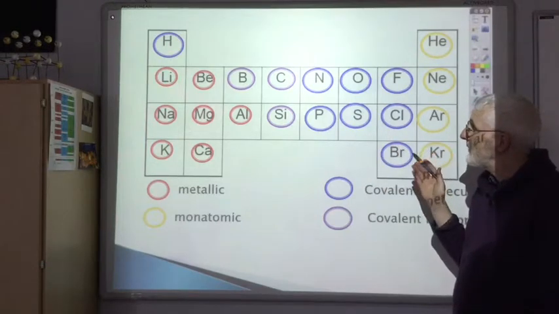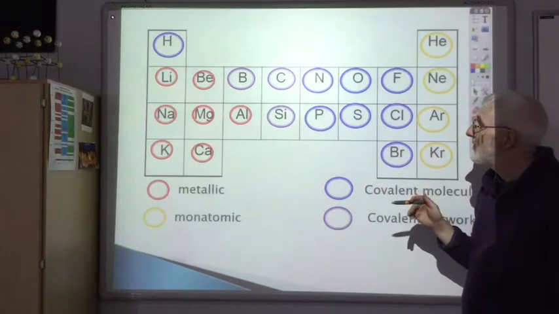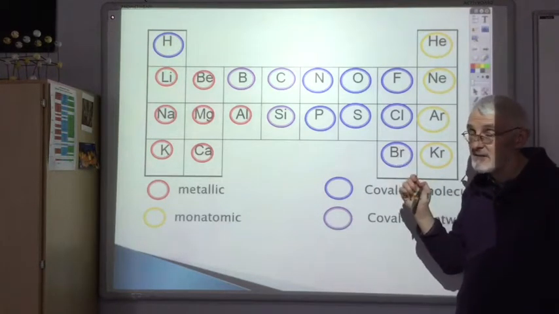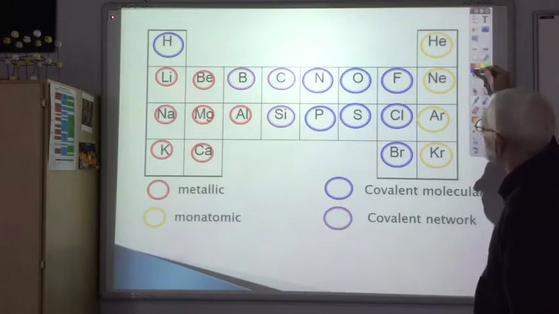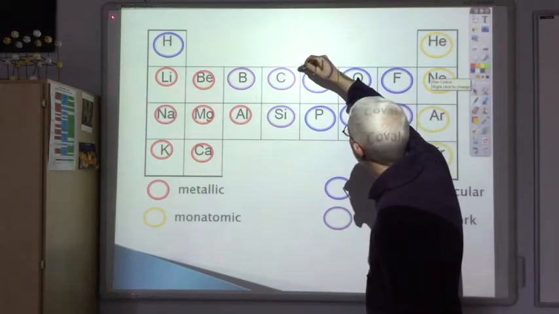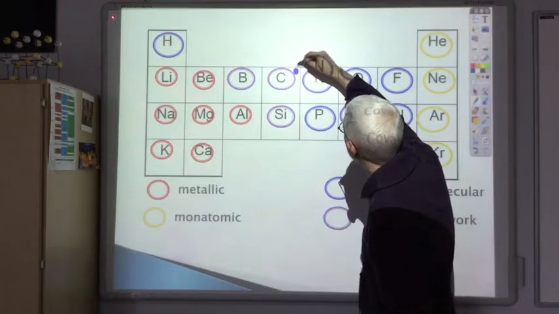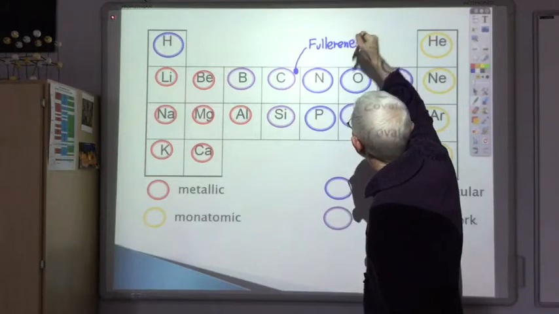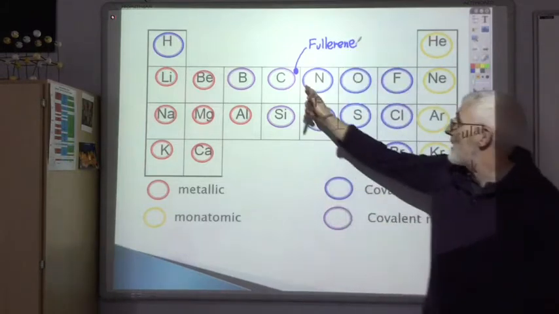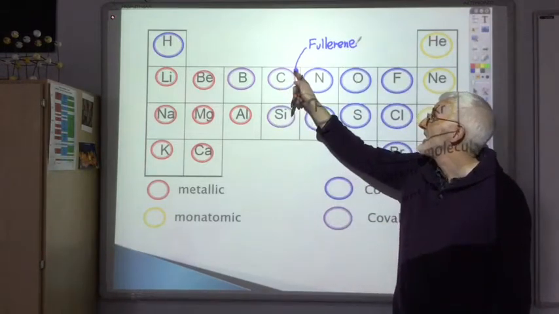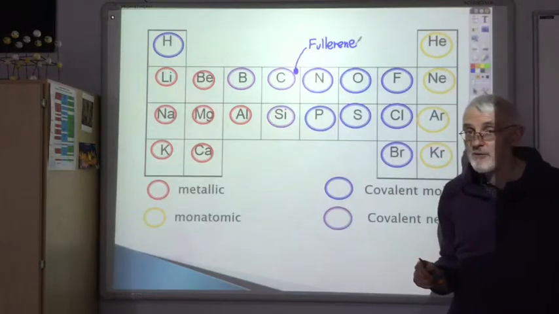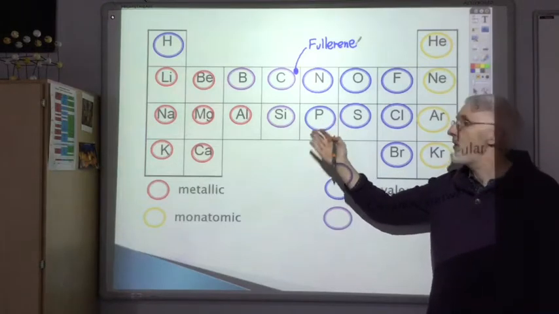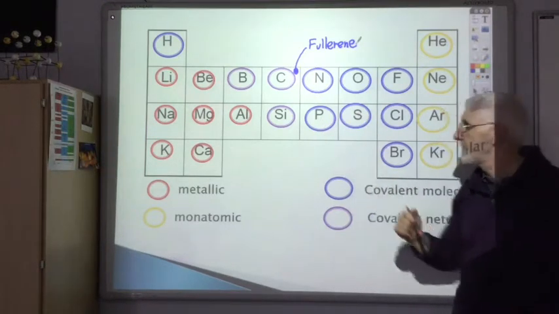So here's a summary of the bonding and structure of the first 20 elements, plus these two. You need to know this, okay? But also please remember a little blue splodge for the carbon, because it sometimes is a molecule if it's in the form of fullerene. So carbon's not entirely a covalent network, it can also be a covalent molecule when it's in the form of fullerene. Okay? So remember things like phosphorus is a P4 molecule, sulfur is an S8 molecule.